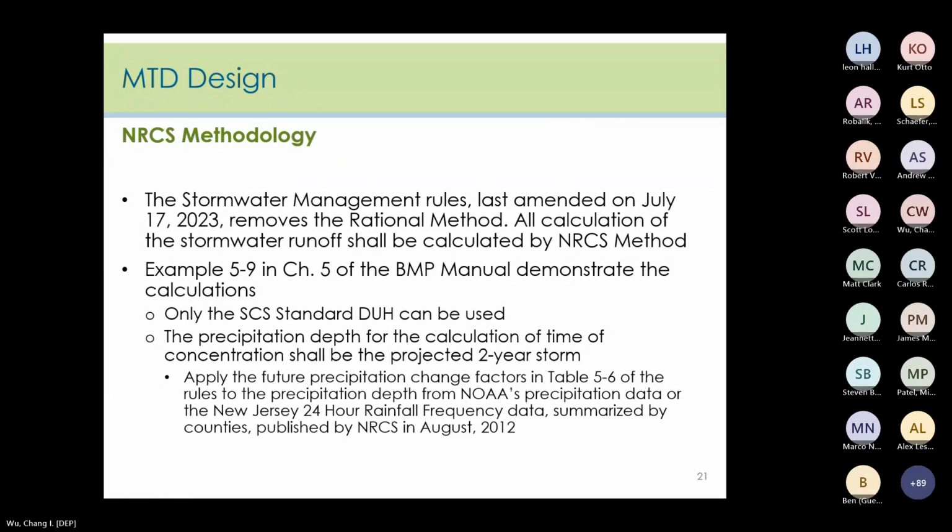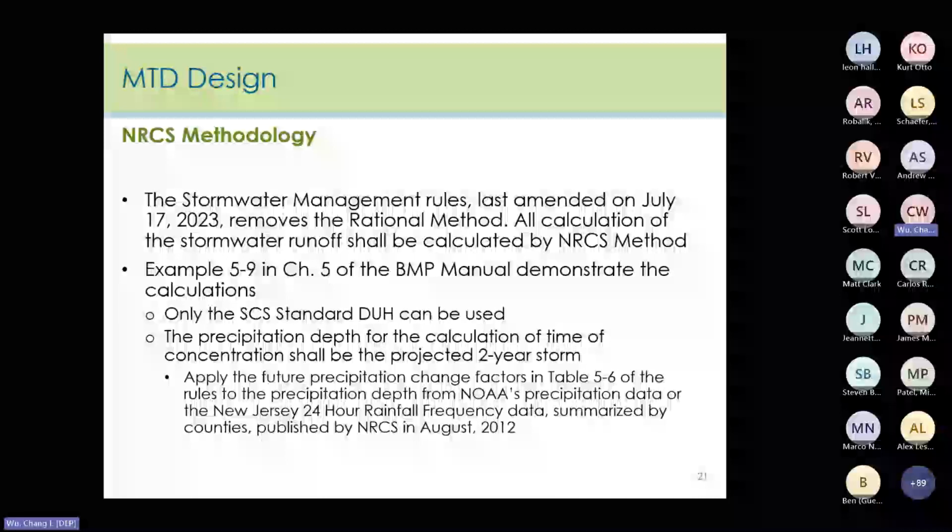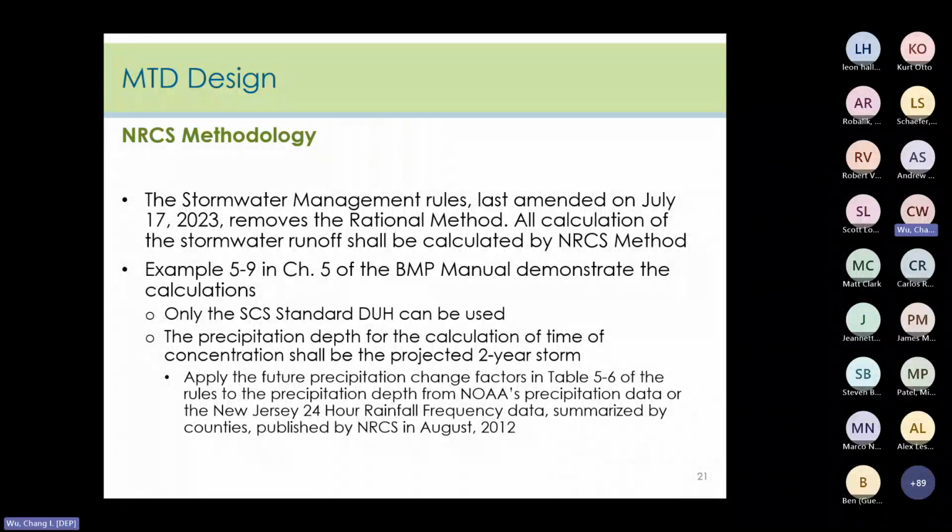And also for the NRCS method, only the SCS standard DUH can be used. And for the precipitation depth, for the calculation of the time of concentration, it should be the projected 2-year storm. And in the previous module, we addressed what the projected 2-year storm means in the current rule.